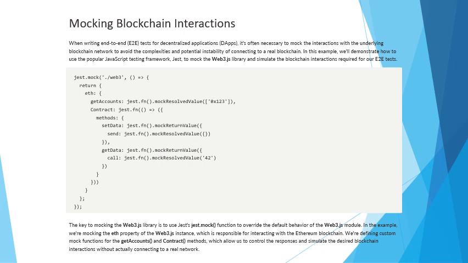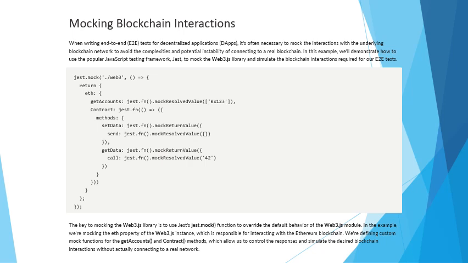When using E2E tests, it is often necessary to mock the interactions with the underlying blockchain network to avoid the complexity and potential instabilities of connecting to a real blockchain. In this example, we'll see how to use the popular JavaScript testing framework Jest to mock the web3.js library and simulate the blockchain interactions required for our E2E tests.